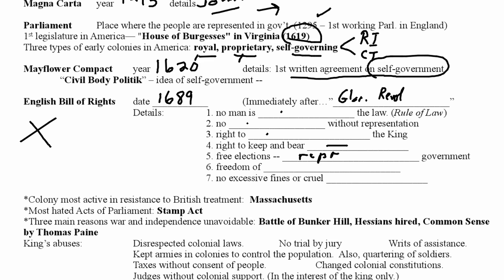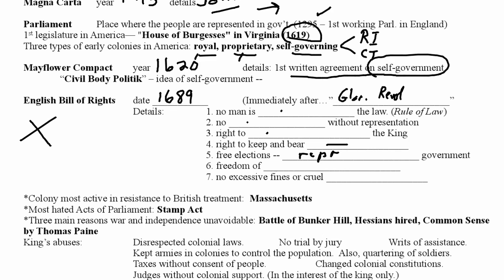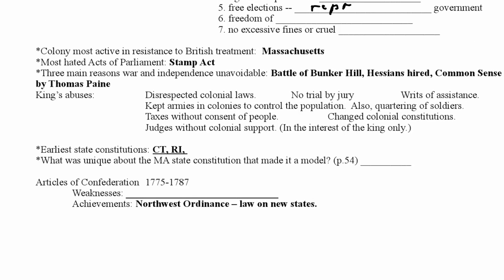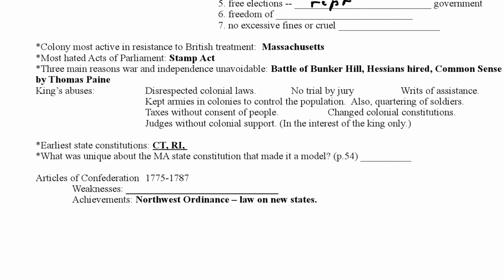You can see that these precede or are forerunners or precedents to the Bill of Rights. Moving along to the colonial period, you can see these are good questions on Massachusetts, on the Stamp Act. The 3 main reasons: independence was unavoidable, war and independence was unavoidable. We talked about how important that is.